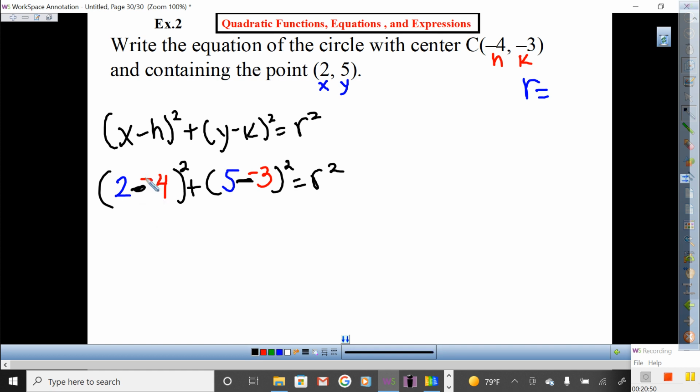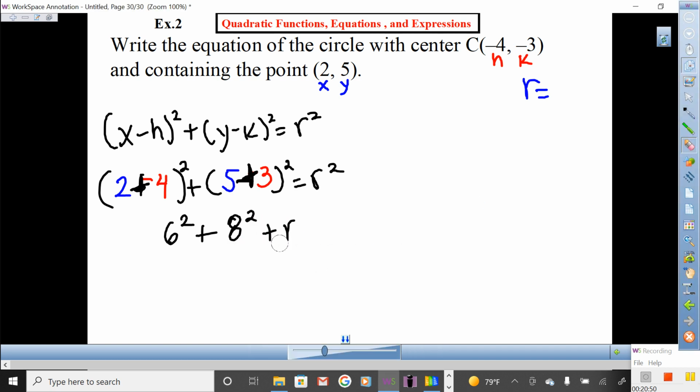Now watch. What is negative times a negative? This becomes a positive. So what is 2 plus 4? That's 6 squared. Negative times a negative is a positive. That becomes what? 8 squared equals, oh my goodness, equals R squared. Copy that, please, and we'll finish it together.